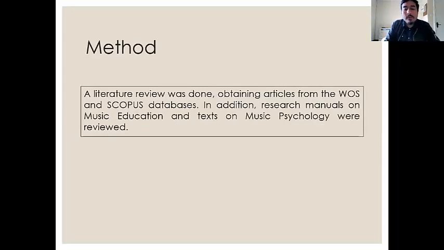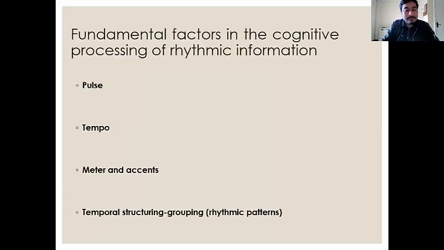A literature review was done, obtaining articles from the WOS and Scopus databases. In addition, research manuals on music education and texts on music psychology were reviewed. According to the sources consulted, the factors that facilitate rhythmic processing are mainly the pulse, some optimal tempo range, the meter and accents, and the temporal structuring grouping given mainly by the rhythmic patterns.